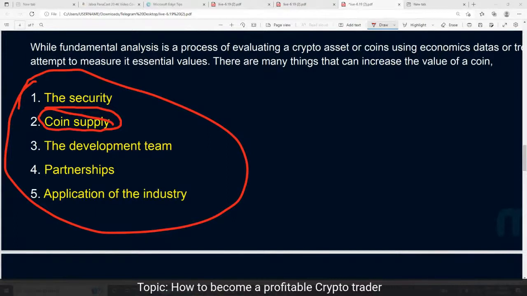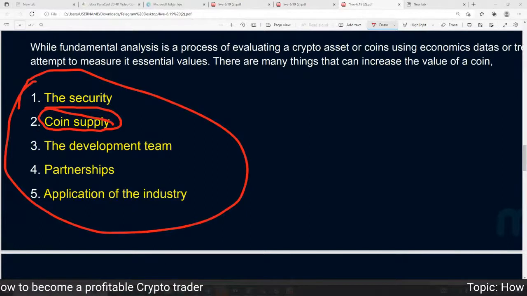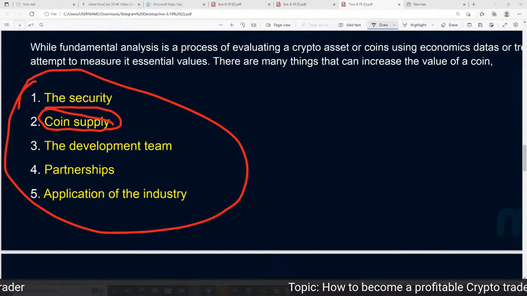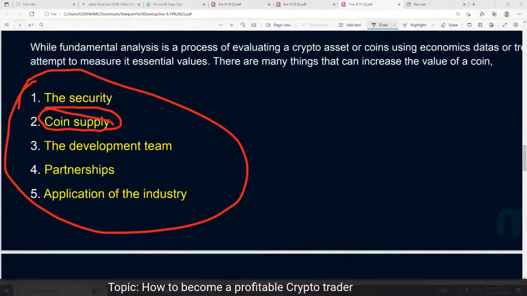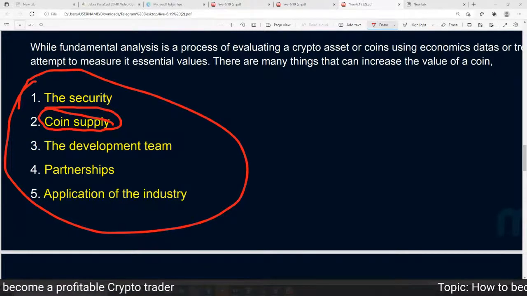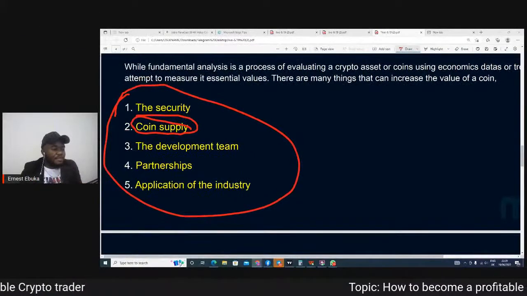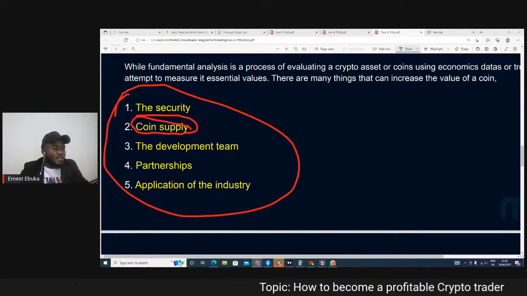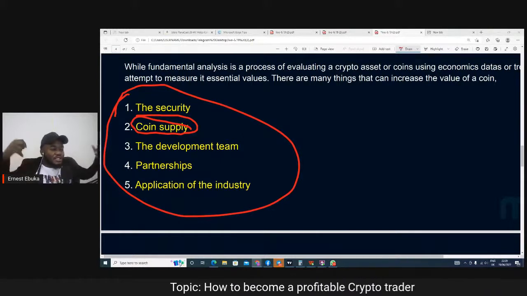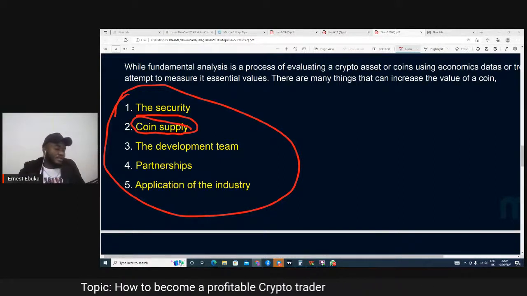Now the development team. Who are the people around this coin? Who are the builders of this coin? And also, what is happening within their community? These are the things you need to check. What happens around the community determines the increase of that coin.